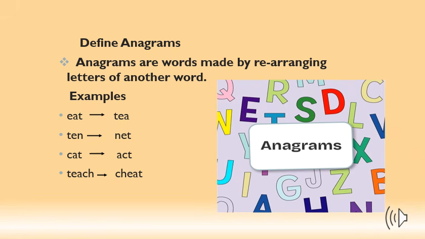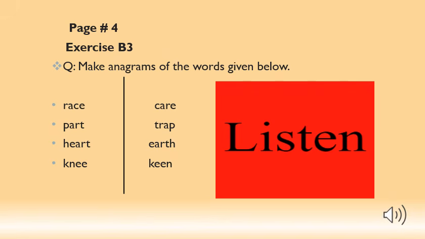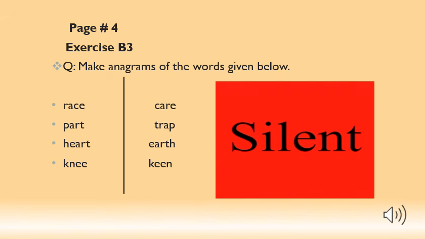This is eat. E-A-T, eat. There are 3 letters. If we rearrange these letters, we will get a new word that is tea. The next example is of pen. By rearranging its letters, we will have the anagram net. The other 2 examples are cat and teach, and their anagrams are act and cheat. After understanding the examples, you can very easily make the anagrams of these words given in the exercise.